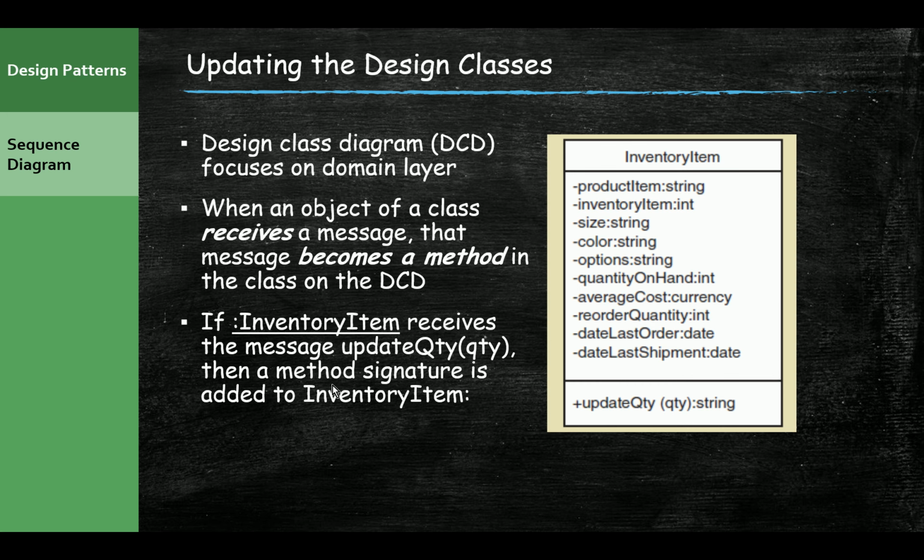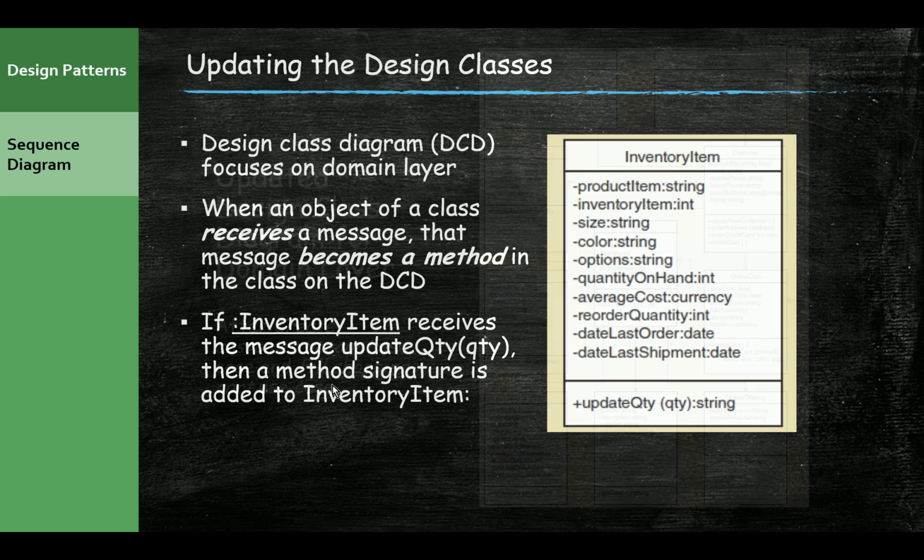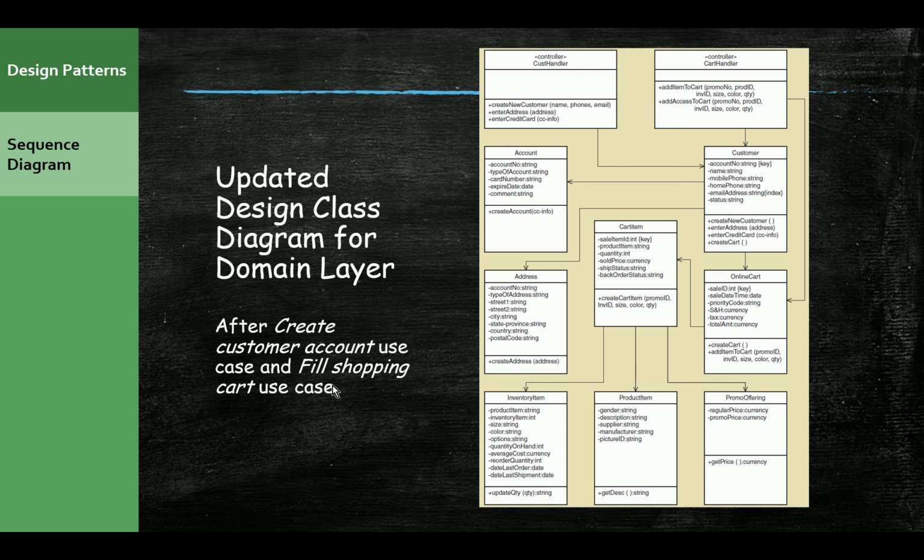If inventory item receives the message update quantity, then a method signature is added to the inventory item. So here we have update quantity added to the inventory item because we know that that's a message that the inventory item received. So now this is our updated class diagram, and notice now we've got all the method signatures on the design class diagram. And again, most of those we would have found on our design sequence diagram.